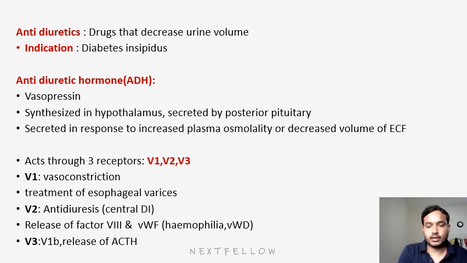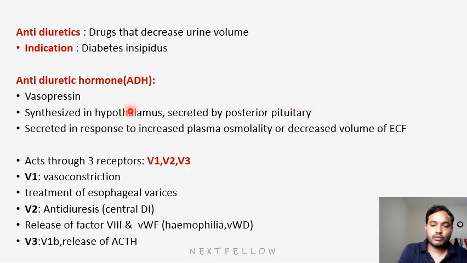Before discussing drugs, we will discuss antidiuretic hormone, that is vasopressin. It is synthesized in the hypothalamus and secreted from the posterior pituitary. This hormone gets secreted when there is increased plasma osmolality, or decreased volume of ECF. Whether plasma osmolality increases or ECF volume decreases, this antidiuretic hormone gets triggered, synthesized and secreted from the posterior pituitary.